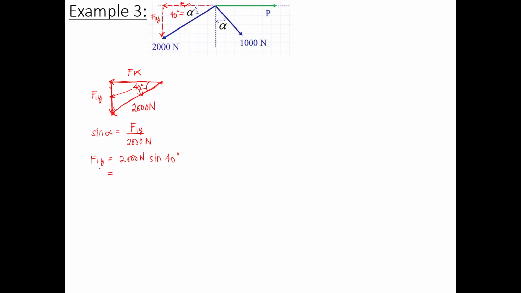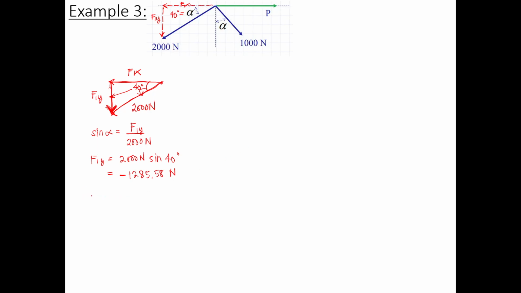So the value is equivalent to 1285.58 newtons. Notice that this one is going downwards. So let's apply immediately the direction, the sign of the direction of your force. Since it's going downwards, this one is negative.